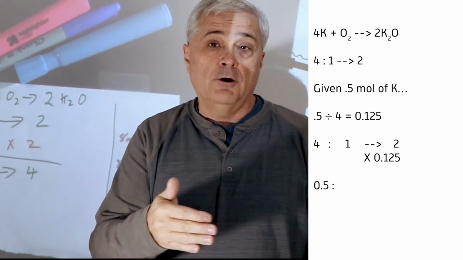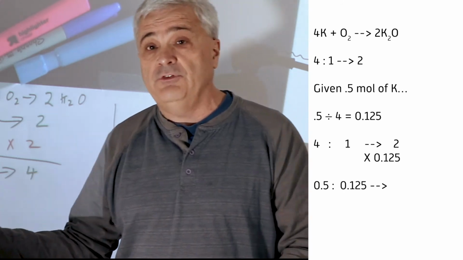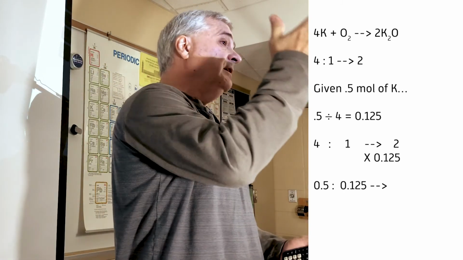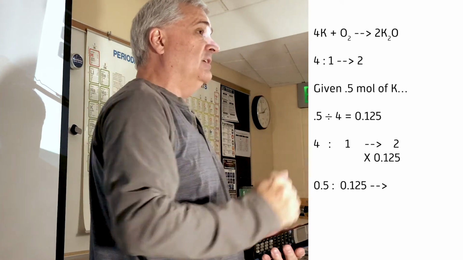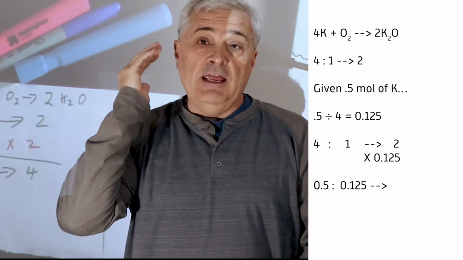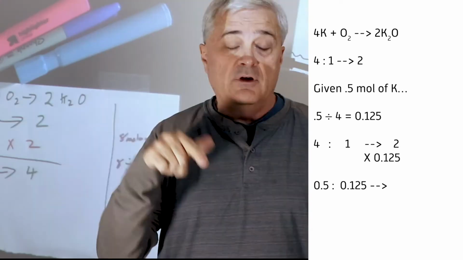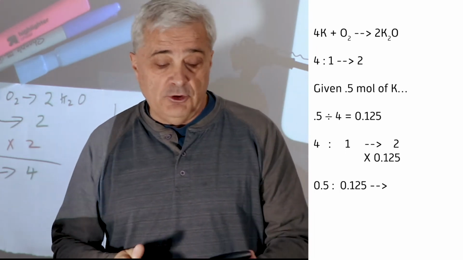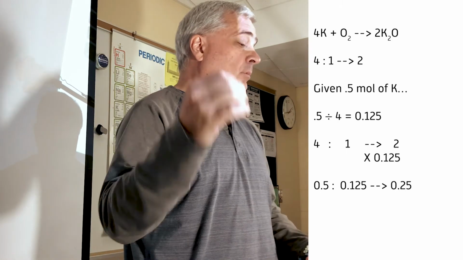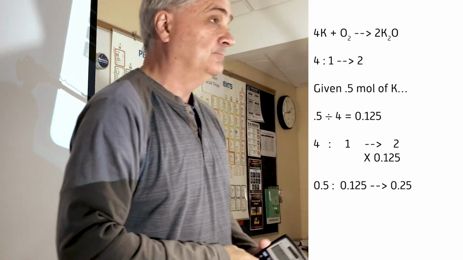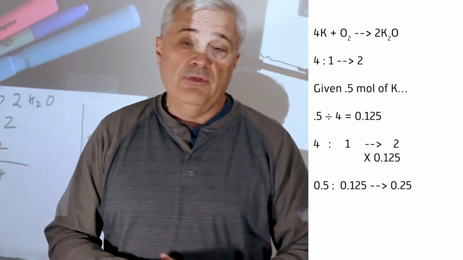0.125 times the whole ratio, so 0.125 times the 4, 0.125 times the 1 is 0.125. So if I'm starting with a half of a mole of the potassium, then I only need an eighth of a mole, 0.125 moles of the oxygen. And I'm only going to produce 0.25 moles of the product. There's the math on the screen. You can see how that came out.